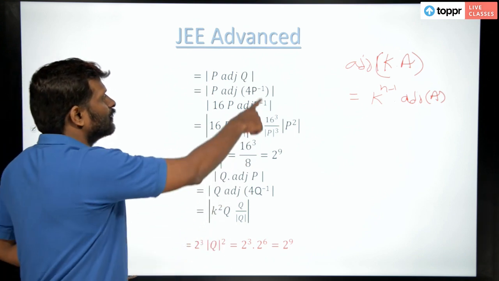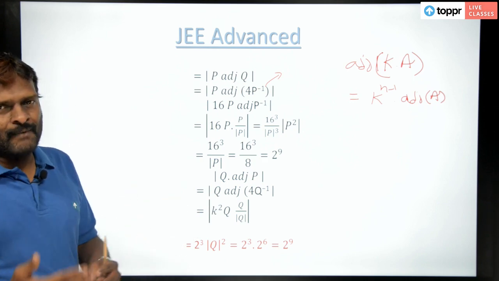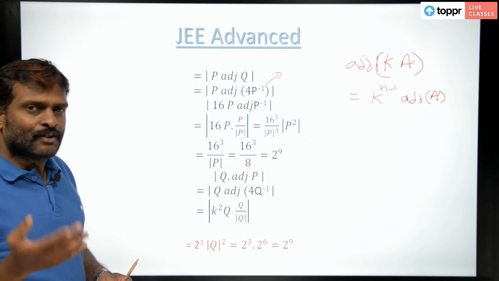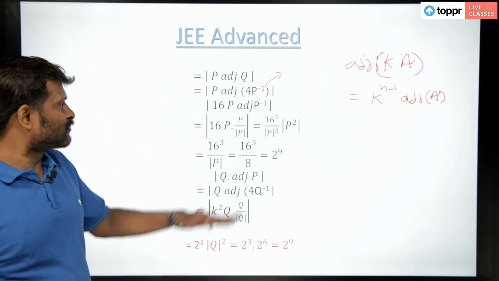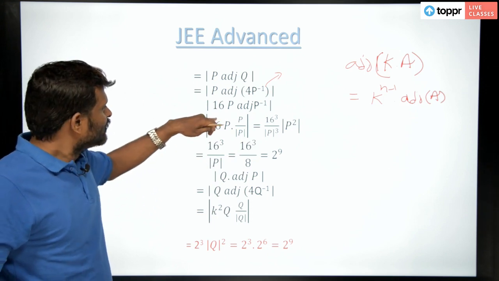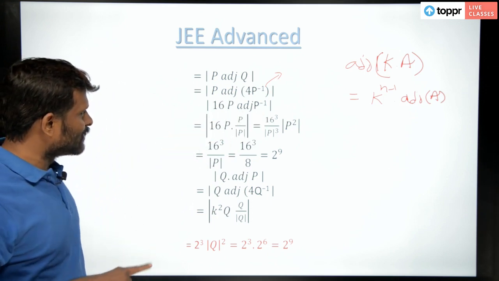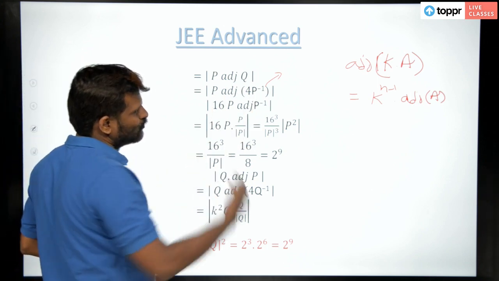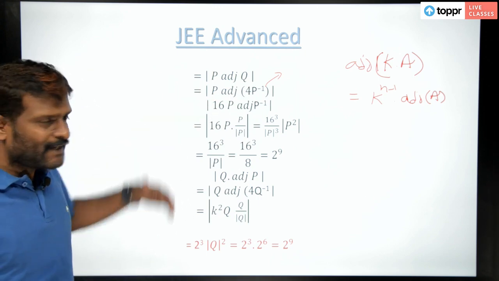So, for this I can write it as 4 power n minus 1, where n is the order of P, which is 3. So, 3 minus 1 is 2. So, 4 power 2 which is 16. That is a scalar. So, I am writing it to the extreme left: 16 P times adjoint P inverse. Adjoint P inverse is nothing but P by det P.